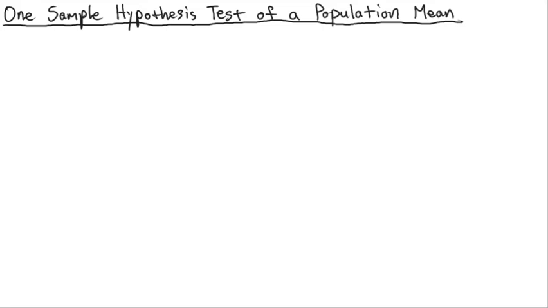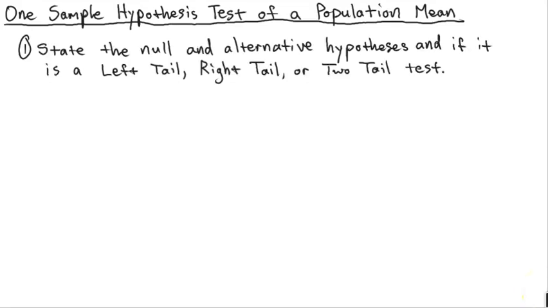There are 6 steps. All right, so you may need to pause this video to write down all these steps as I go, but step 1 is you're going to state the null and alternative hypotheses, and you're going to state whether the test is a left tail test, a right tail test, or a two tail test. Okay. Now we alluded to this in a previous video about this left tail, right tail, and two tail test. We'll get a little more information in this video.